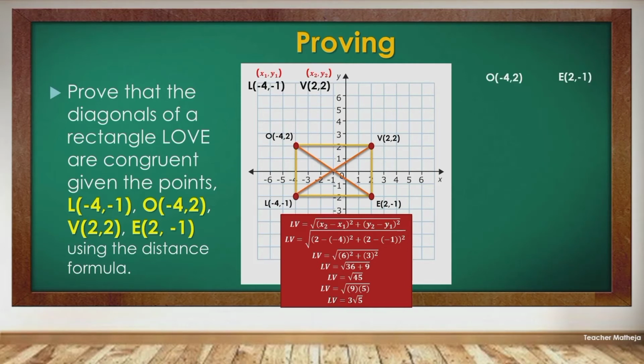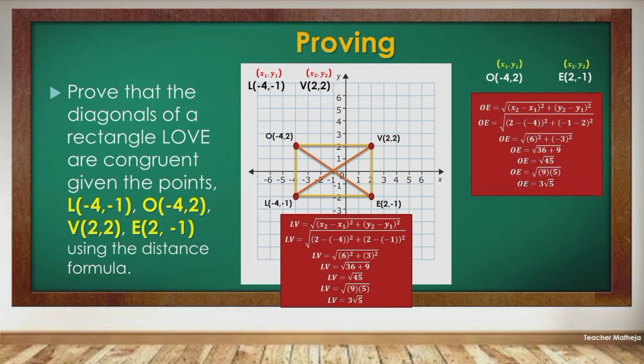Next, for diagonal OE. So we have x sub 2 is 2 minus x sub 1 is negative 4. So 2 minus negative 4 is positive 6. That means addition. Then y sub 2 is negative 1 minus 2 is negative 3. So like signs, add. So 6 squared is 36 and negative 3 squared is positive 9 because negative 3 times negative 3 is positive 9.